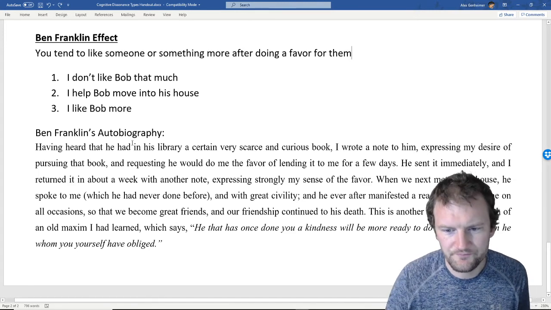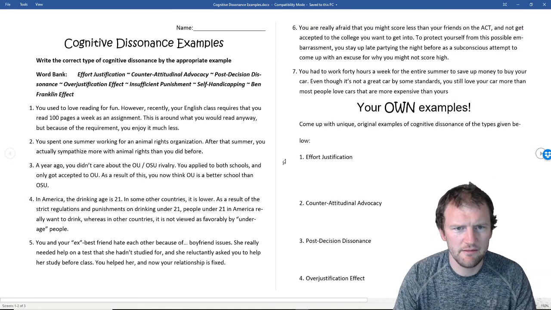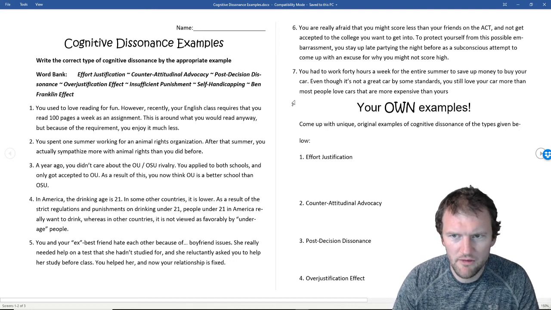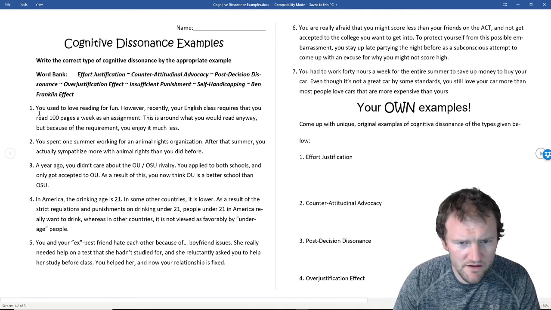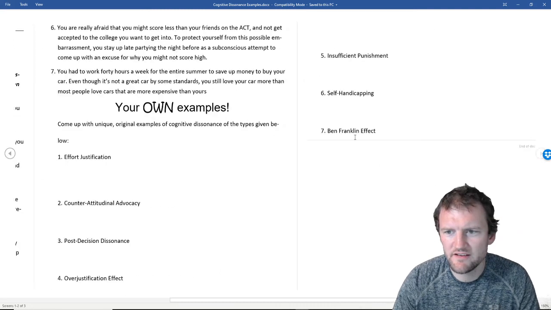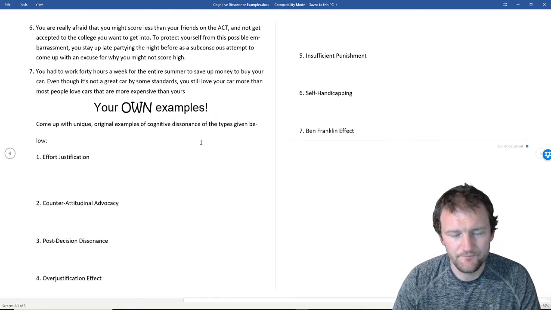Now, I'm going to have you go through this document, also on Classroom. On these seven, you will match the words. I think there should be seven and seven, so there should be no overlap here. So write to the right and underneath of each of these which word it is, and then you're going to have to come up with your own examples of seven cognitive dissonance types. So just come up with your own unique examples that are not these. And that's it for today.